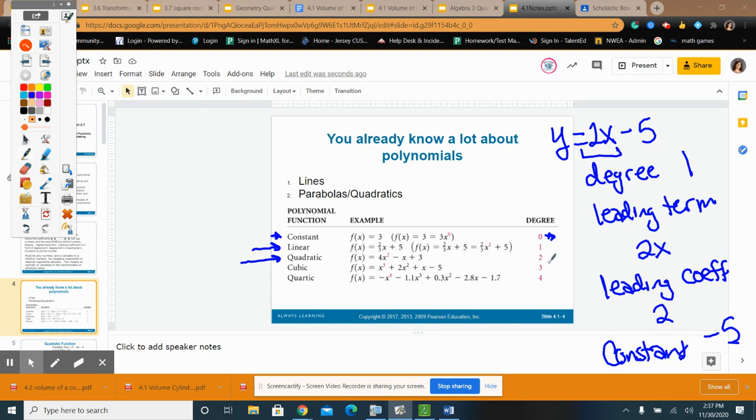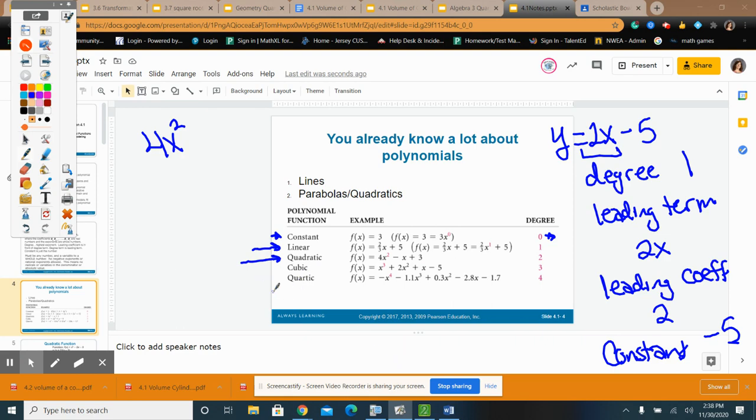Quadratics are the squares. So look, it's a degree 2. Kids, for some reason, want to forget quadratic. Remember the quadratic formula? It means x is squared. So there's an example. The leading term is 4x squared there. The degree is 2. The leading coefficient is 4, and the constant is 3.